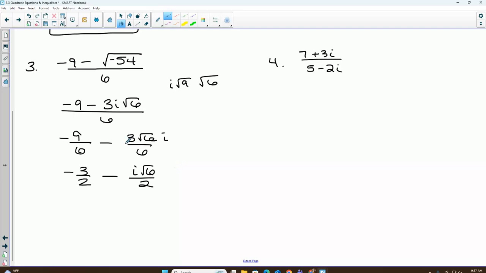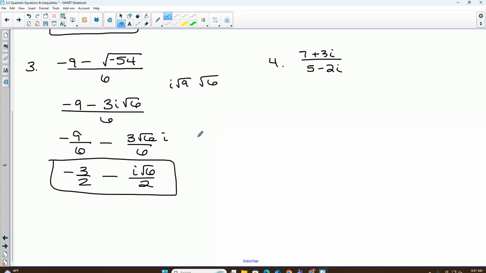So you did have to reduce the 3 and the 6, and you do have to break them into 2 separate terms. Do you understand it now? Our goal is just to write it in a plus bi form. So reducing our radical and then separating it so we have the real plus the imaginary.